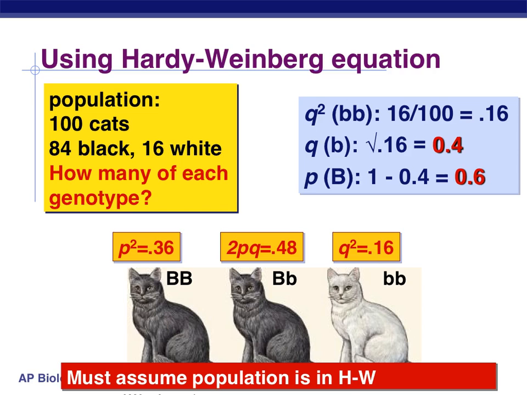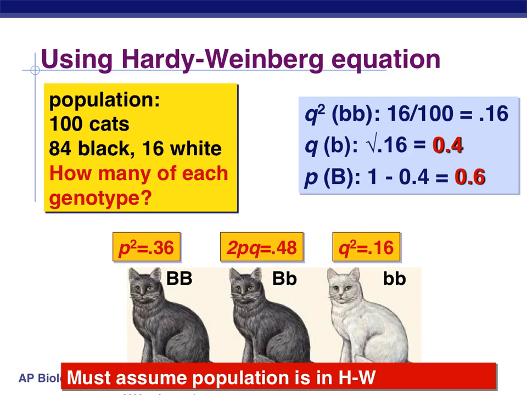So we know that we have 16 white cats. Because the question specifically says how many of each phenotype, that is a clue to tell you what you're starting with. That 16 is going to represent your q squared value. Your total population is 100 cats, so your q squared is going to be equal to 16 over 100, which is 0.16.